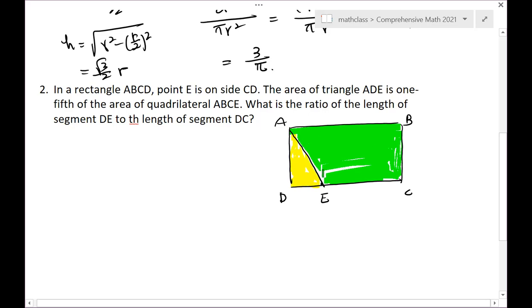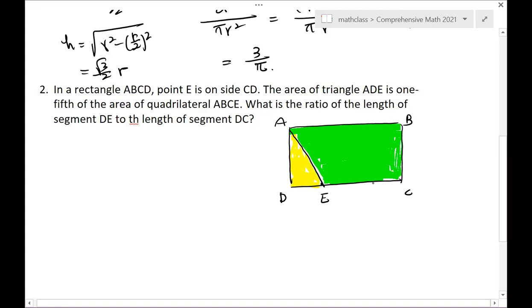Right. So you compare these two areas, and the ratio is 1 to 5, right? Because this area is 1/5 of the area of the quadrilateral. Now, what do we have to find out? We have to find out the ratio of the length of segment DE and DC.